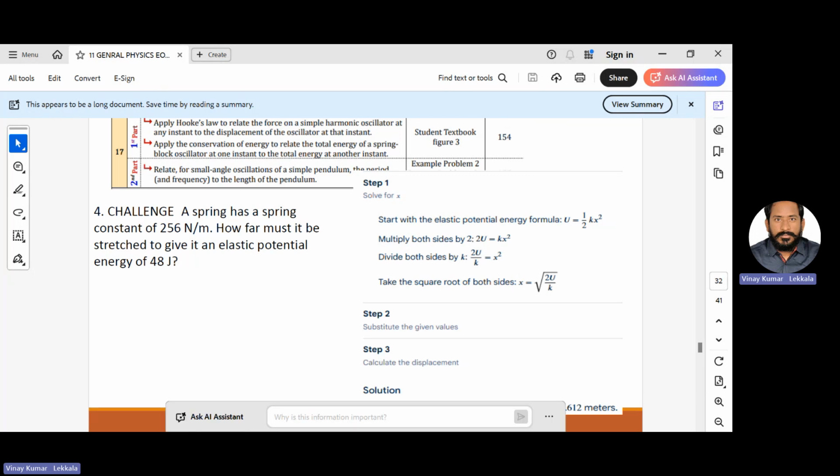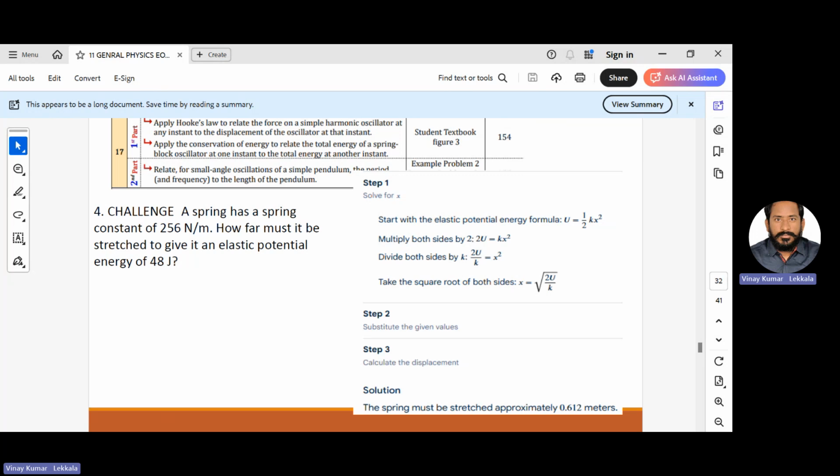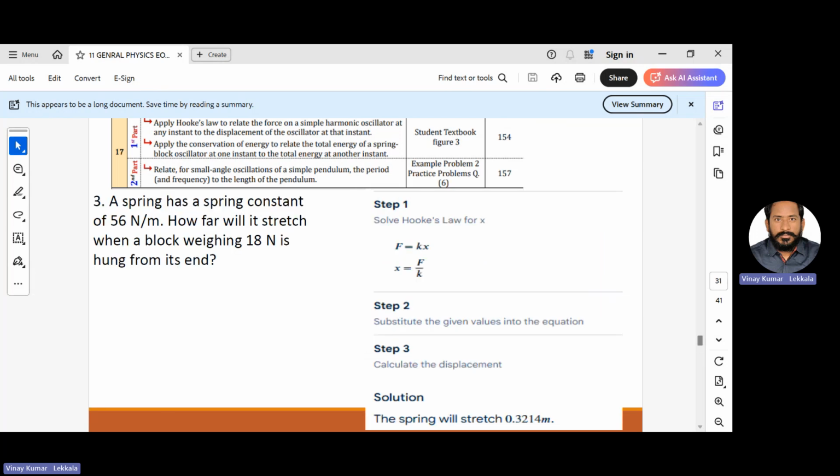So by that you can calculate using the formula x equals square root of 2U by k. U is given, that is the potential energy, 48 joules, because energy is measured in joules. So 48 joules, and k is the spring constant. Okay, so by substituting we'll get the answer.